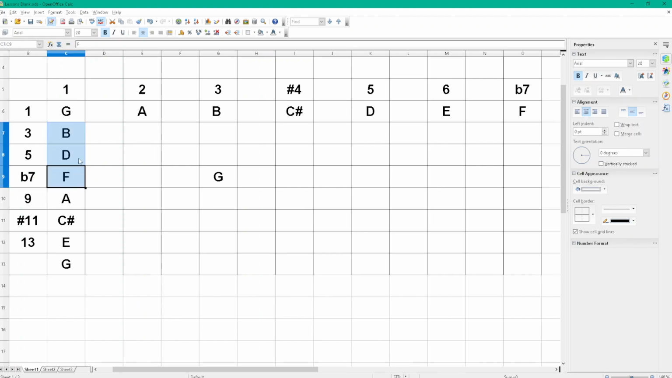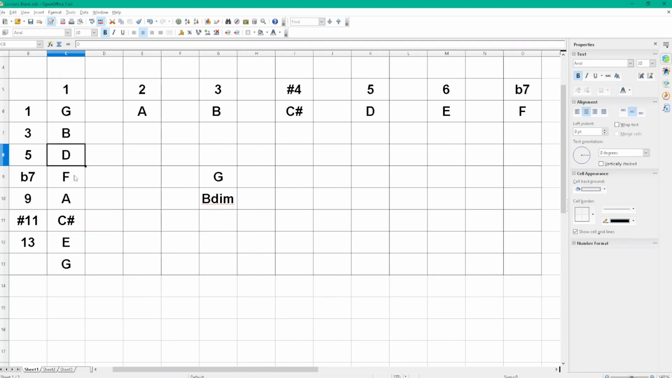B, D, and F. So if I use 3, 5, and flat 7, okay? The interval between B and D is a flat 3. And the interval between B and F, that's a flat 5. So we're looking at a B diminished, okay? I could play B diminished over G7 flat 5, and these are the intervals I'm generating.